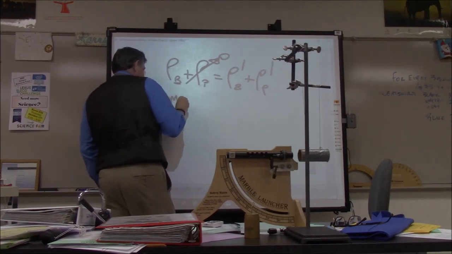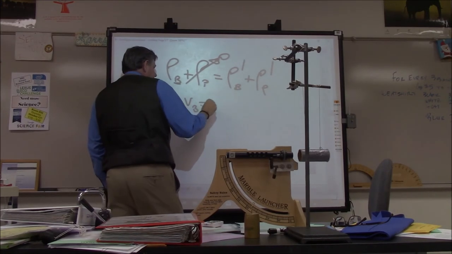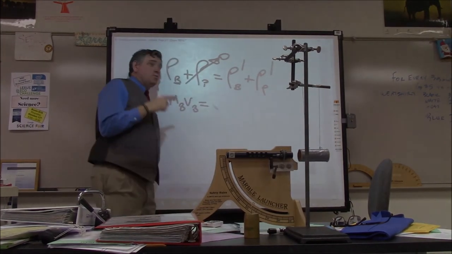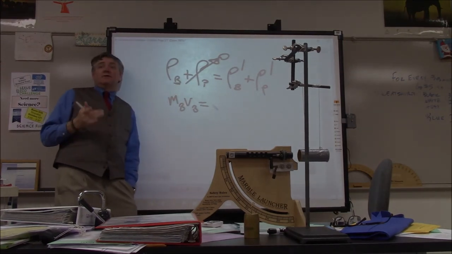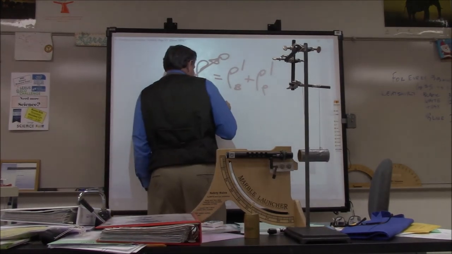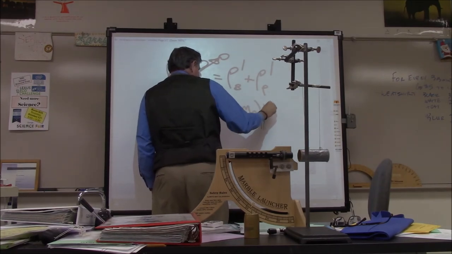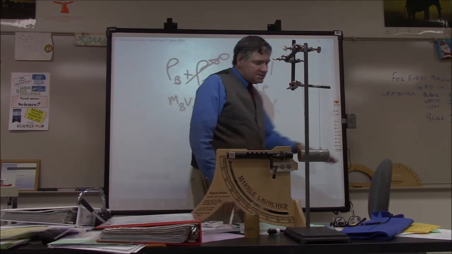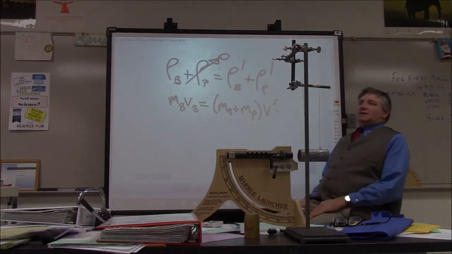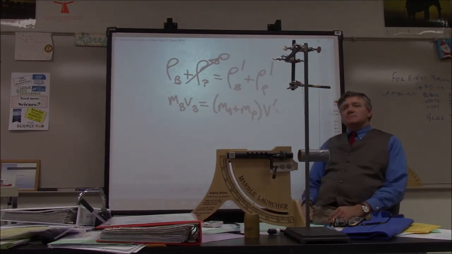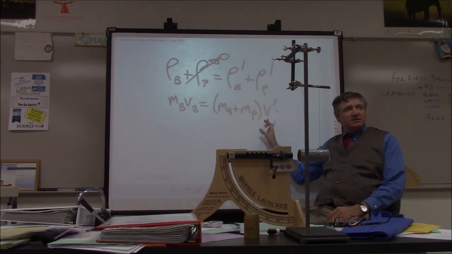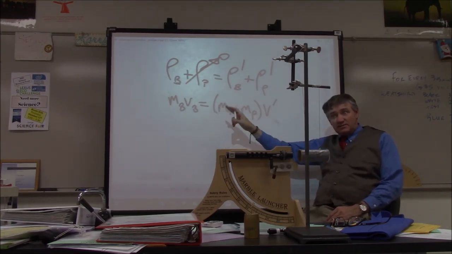So this is going to be the mass of the bullet times the velocity of the bullet. Now, because it's embedded, what can I do over there? You can combine the mass. So this is the mass of the bullet plus the mass of the pendulum times v prime. So what does the 1.53 represent? V prime. That's the new velocity of the system after it moves off together. That's not the velocity of the bullet.